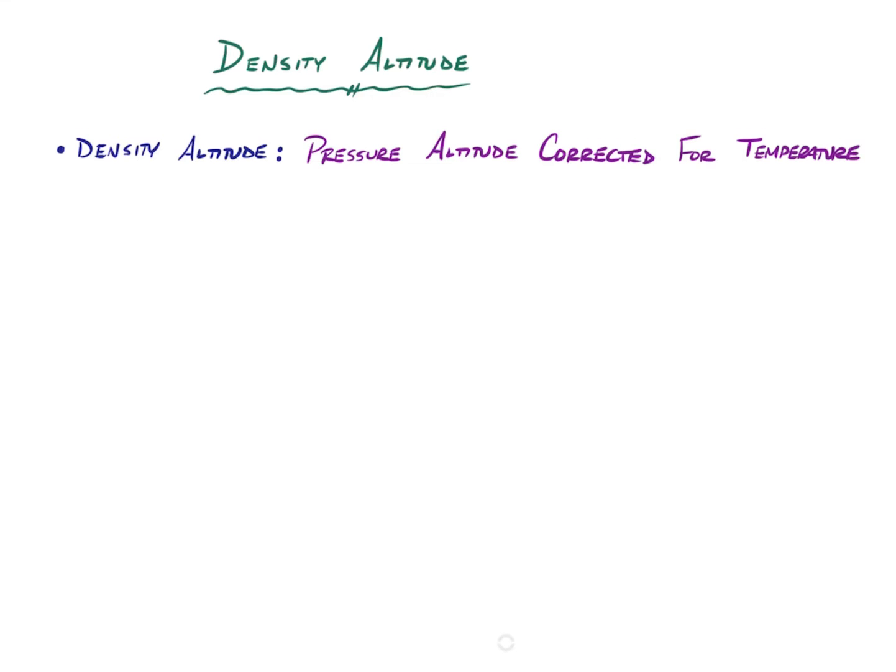So the technical definition of density altitude is pressure altitude corrected for temperature. At the moment, that will make no sense to you because we haven't even discussed what pressure altitude is. But what density altitude essentially takes into account is changes in the density around the aircraft due to pressure as well as temperature. So if a weather front moves in and the air pressure increases or drops and the temperature increases or drops, that's going to affect the performance of the aircraft.